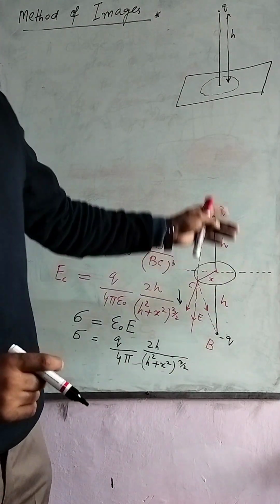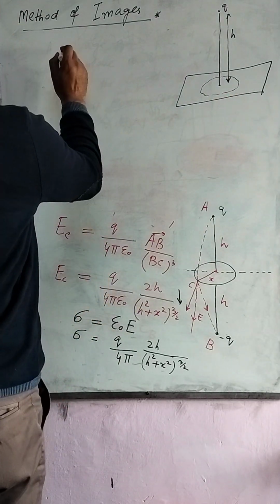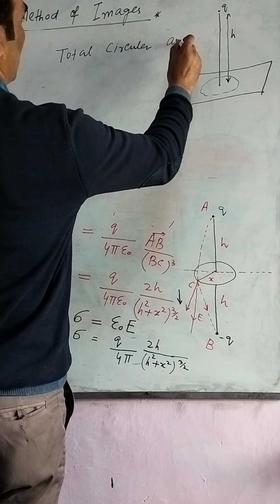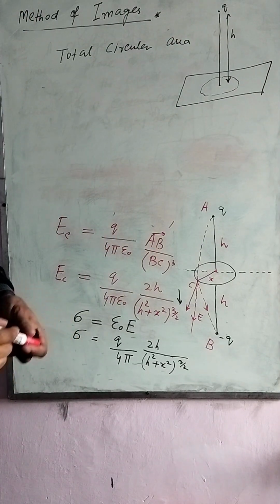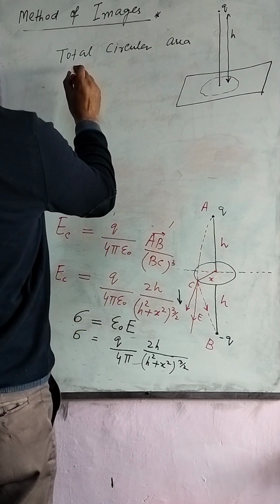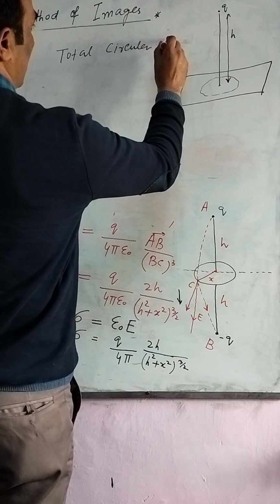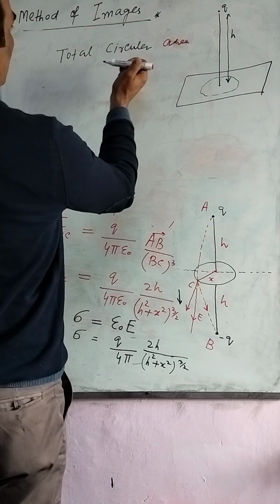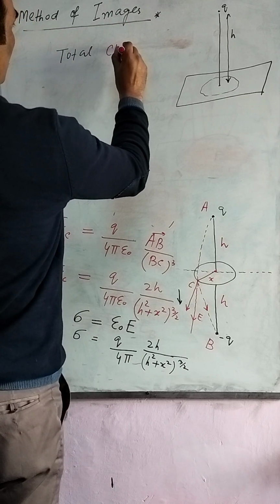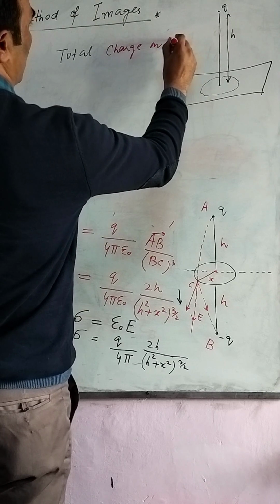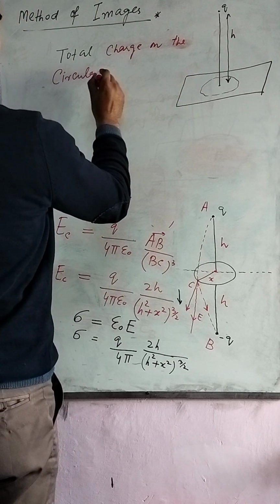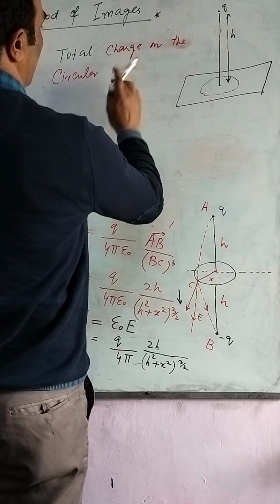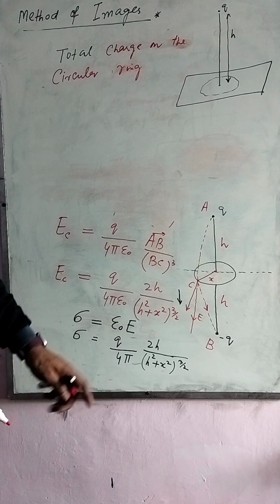Now what will be the total circular area of this charge distribution? So if you write now, what will be the total circular area, or you can say the total charge, because it is the total charge on this circular ring. So how much total charge will be on this circular ring? We can divide this into n number of elements.